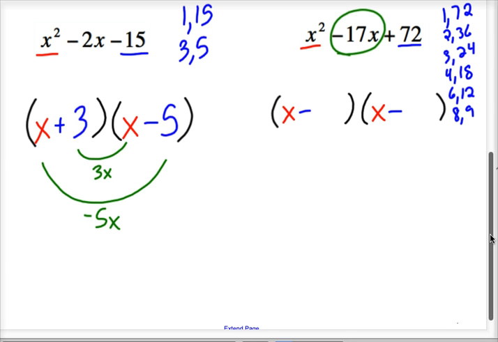Okay? Now, I need to look for the combination that will give me that negative 17x. So I already have all my possibilities to multiply to 72. So I'm scanning my list to see which ones of those could add to negative 17. And when I hit the very bottom of my list, I reach those two. So when I multiply this out, negative 8x, negative 9x, that indeed gives me the negative 17x that I was looking for, and that is going to be my answer.